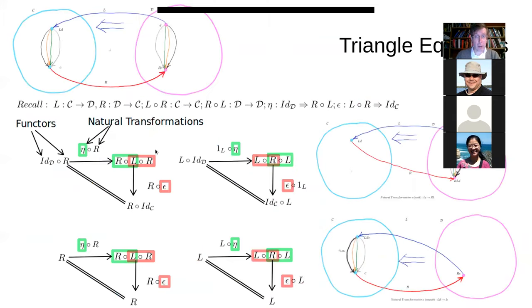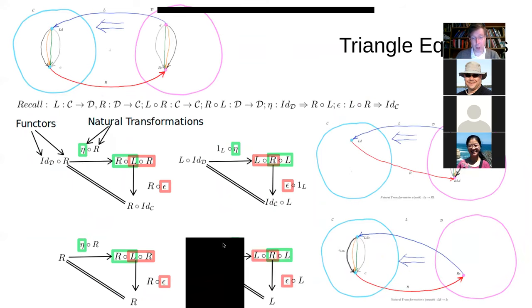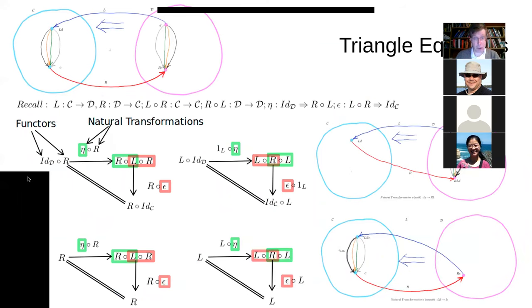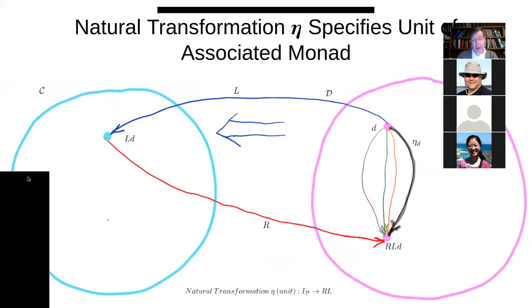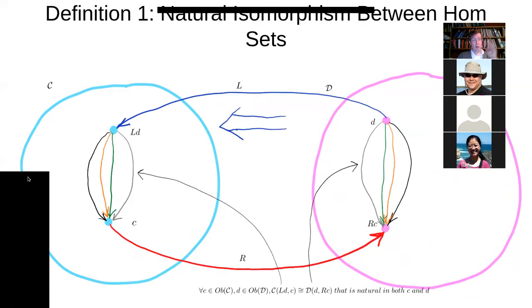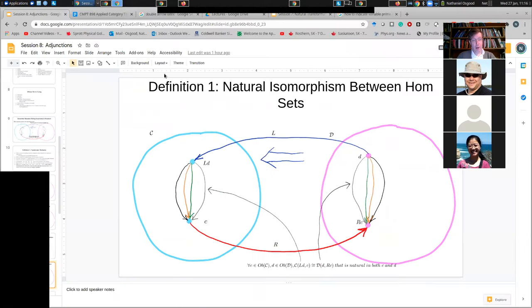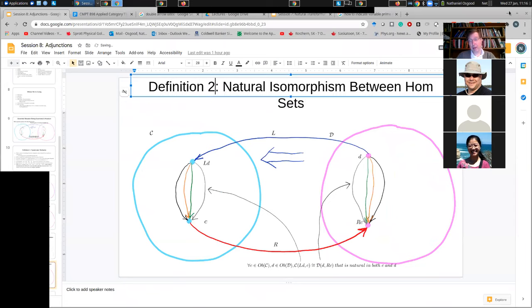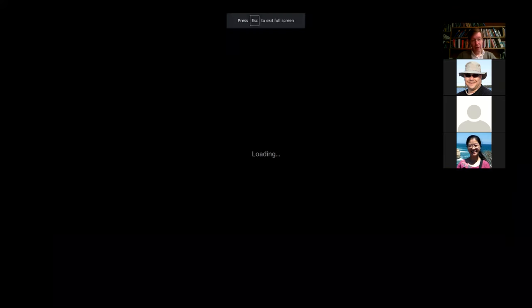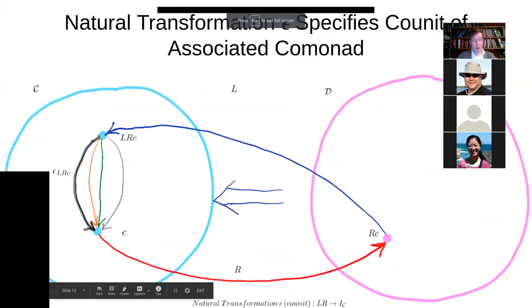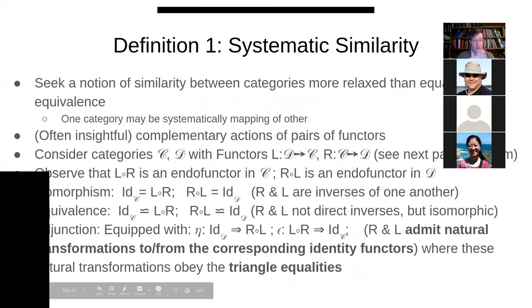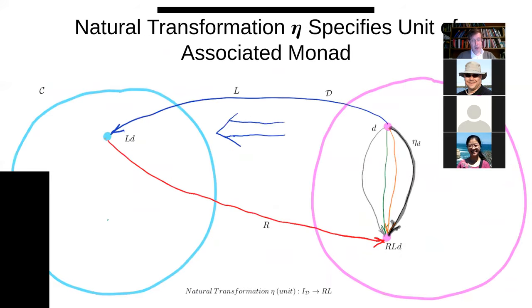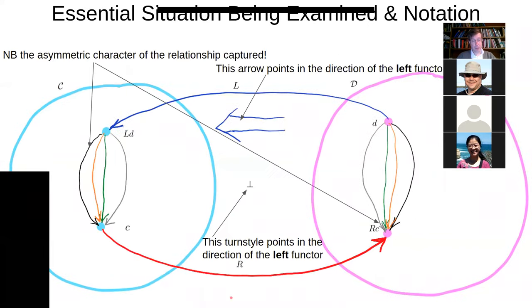Now, there's a part I haven't talked about yet, which your heart probably doesn't leap at exploring, which is the triangle equalities. But they're actually a lot of fun. But before I jump into the triangle equalities and definition two, are there any questions about what I've already covered here in terms of these basics and these essential diagrams? Any questions on what I've covered thus far?